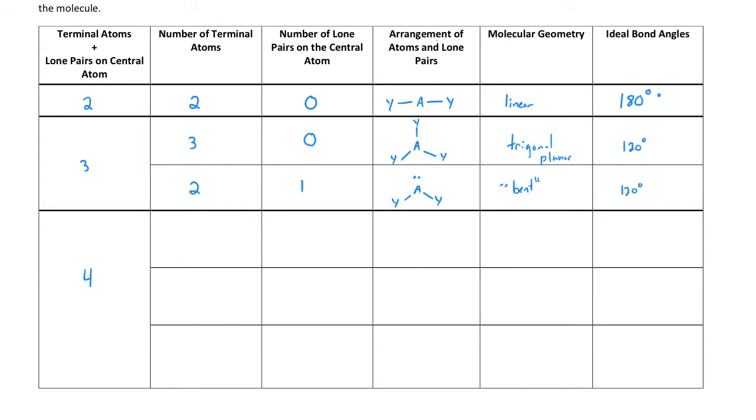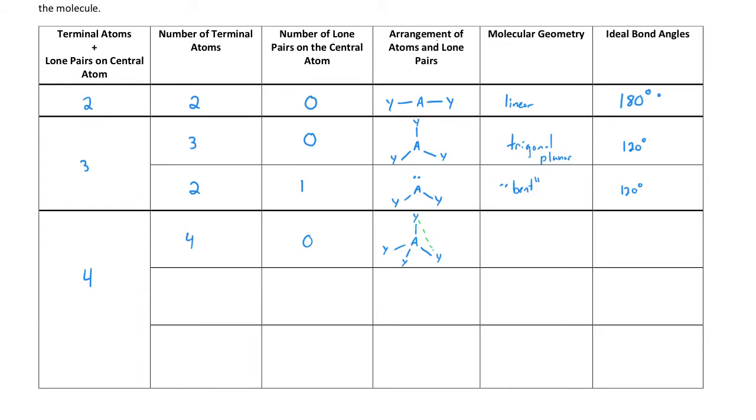So we can have a combination of terminal atoms and lone pairs, but whatever that combination is, it has to add up to 4. And it turns out we get 3 different possibilities for those. So let's go through each of those 3 possibilities. The first possibility is all 4 things are terminal atoms connected to a central atom. I'm going to draw that here. We have Y, 4 of them, connected to A in the middle.